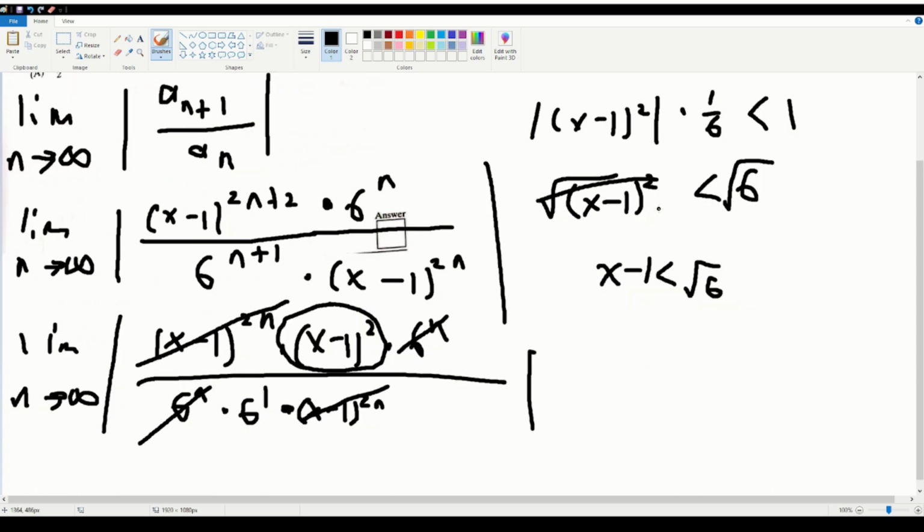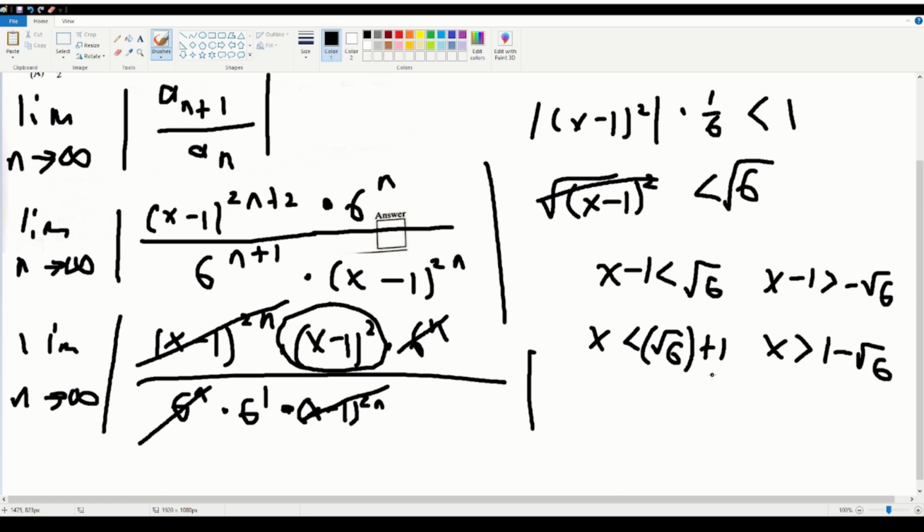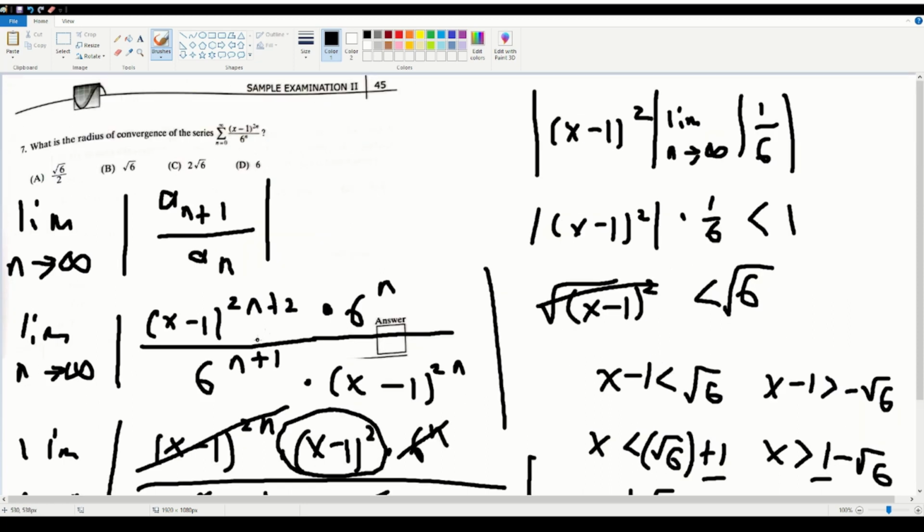Just because we dropped the absolute value doesn't mean we don't still have to account for it. So you also have to make one where it's greater than negative root 6. So you're left with x is less than root 6 plus 1. Remember they're not under the same thing, so put parentheses, and 1 minus root 6. Now as you can see, there's a positive 1 on both sides, and it only varies by radical 6. Positive radical 6, negative radical 6. So you can see that the radius is just root 6, and that is your answer.